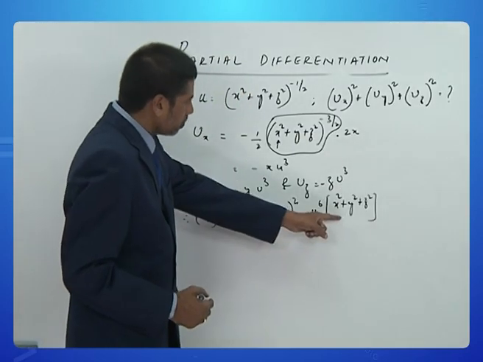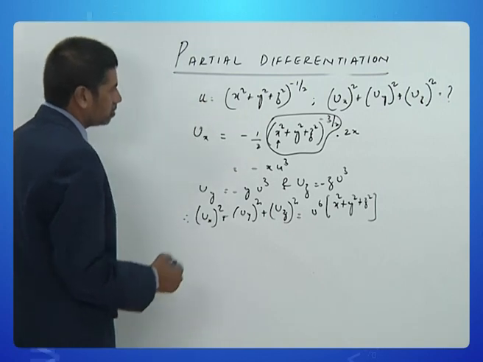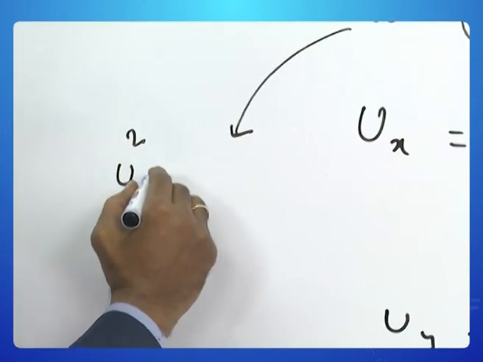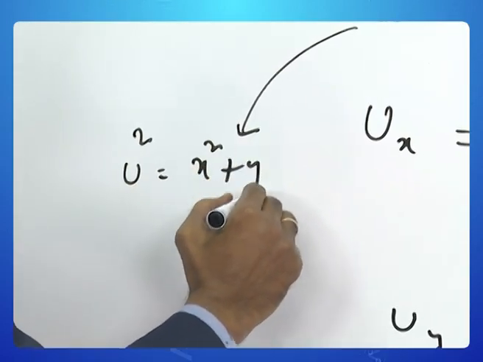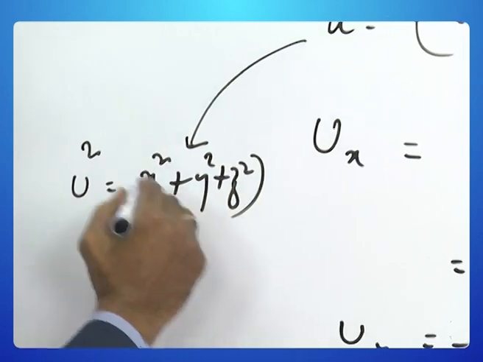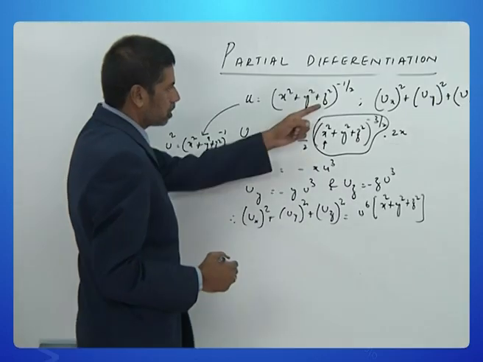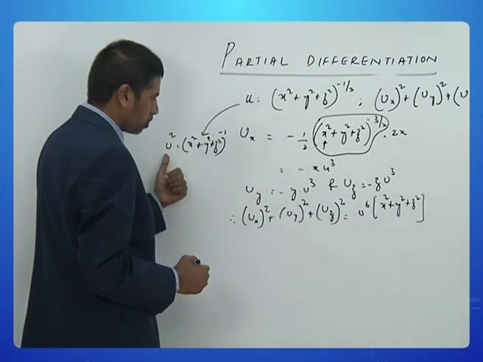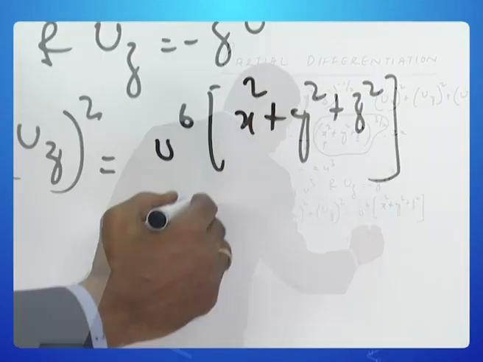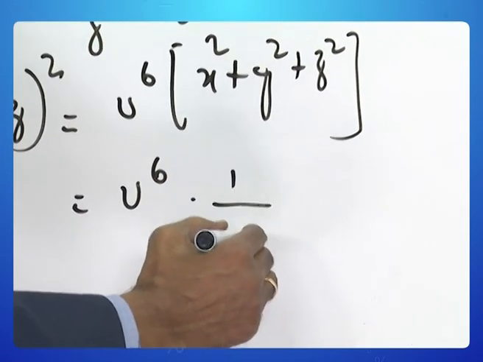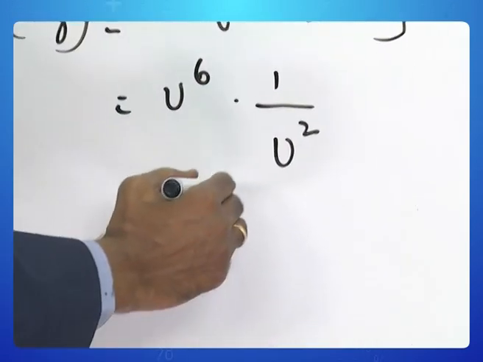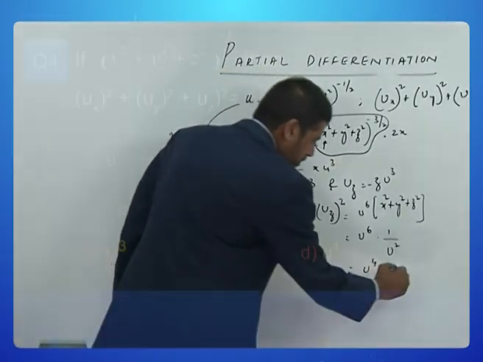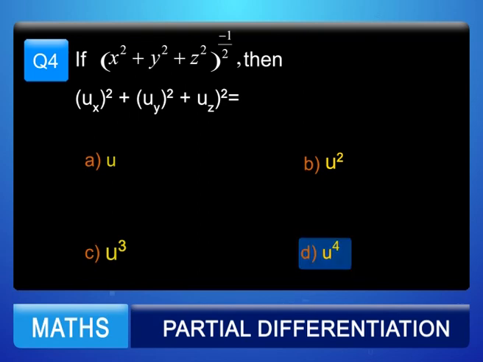But one can observe from the given function that u squared is equal to x squared plus y squared plus z squared whole inverse. Therefore, x squared plus y squared plus z squared must be the reciprocal of u squared. So, this is u power 6 into 1 by u squared. So, u power 4 is the output, and you can observe the correct answer is D.